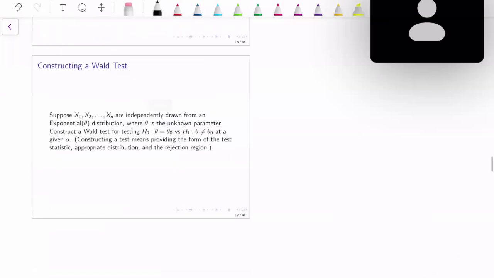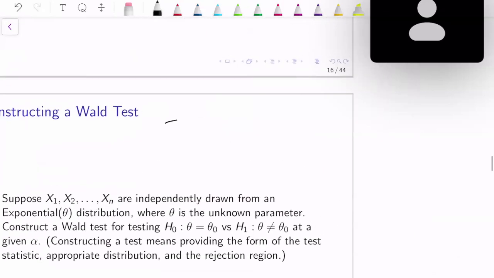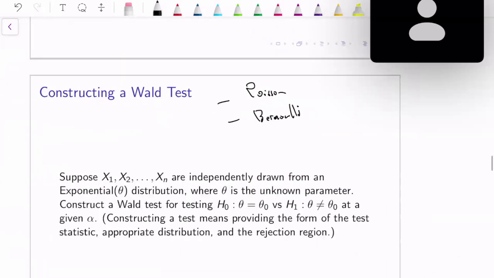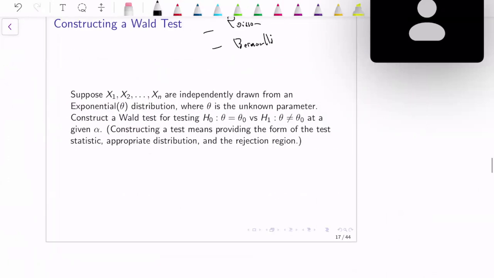If you guys want extra practice for constructing Wald tests, just like before, you can try with any other distribution. So again, Poisson is a good one to try, Bernoulli. If you want more practice, just do the same thing here, but rather than exponential, change it to either Poisson or Bernoulli. For this problem, I'll just go over it quickly, just for the sake of time.